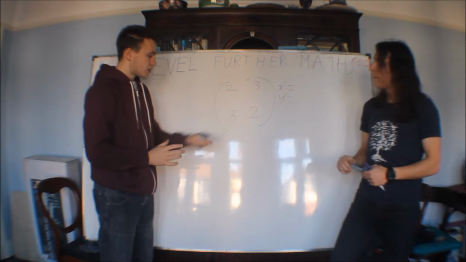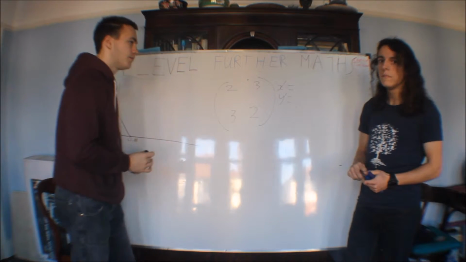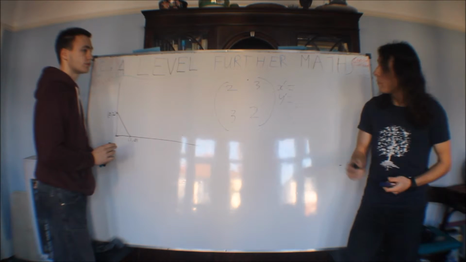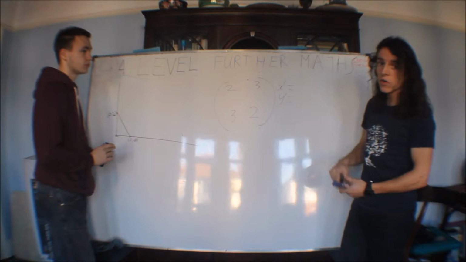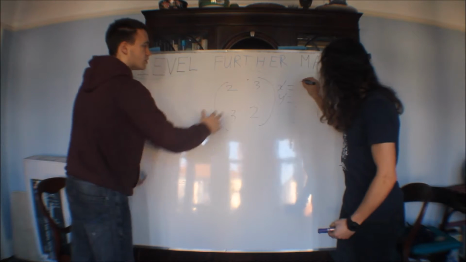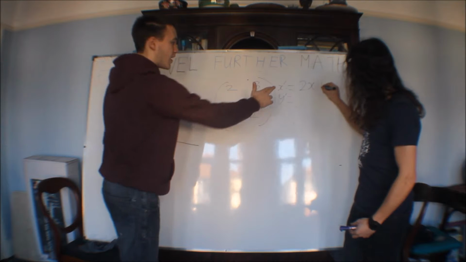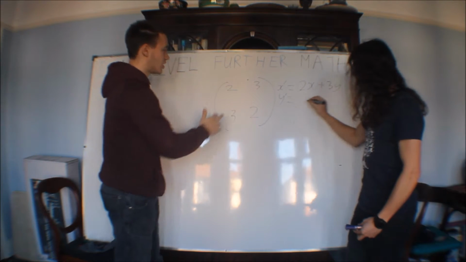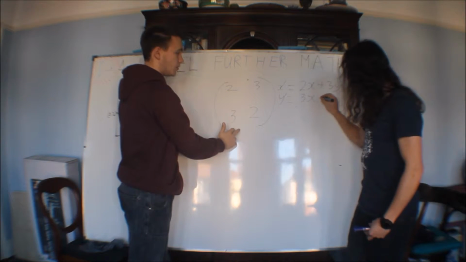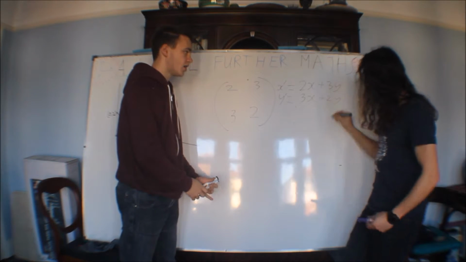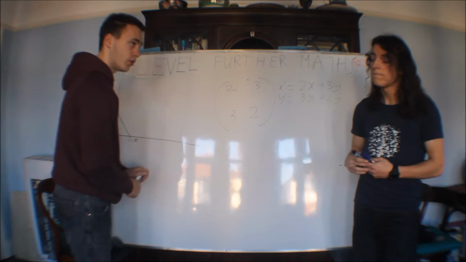So this is going to look quite a bit different to the other one. It is. My first step is always to construct your equations for your coordinates. So the characteristic for each coordinate is going to change. Each x is going to be 2x plus 3y, and each y is going to be 3x plus 2y. Now we have to do that for all 3 of the points.